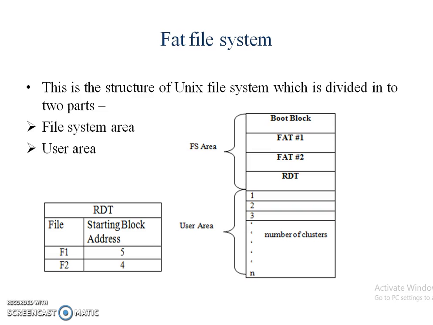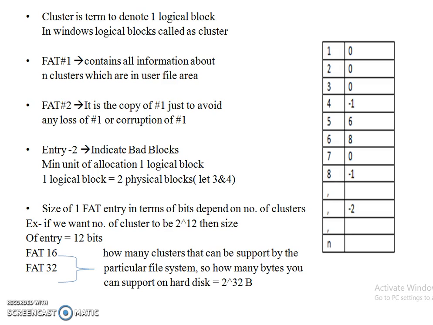In FAT1, you can see the structure of FAT1. 1, 2 and so on are the cluster numbers, and 0, 0, 0, minus 1, 6, 8, 0, minus 1, minus 2 are the entries in the table. The first cluster of F1 is 5. To find the next, go to 5. 6 is the next cluster of file F1. Then for the next cluster, go to entry 6. It is 8. To find the next cluster, go to 8. It contains minus 1, so 8 is the last cluster.